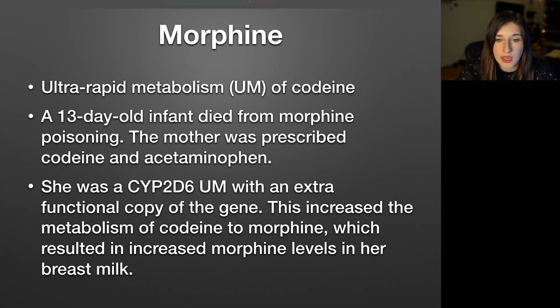And this led to a lot of research about ultra rapid metabolizers and morphine specifically. They found that ultra rapid metabolizers can have up to 50% higher plasma concentrations of morphine compared to regular metabolizers. And then, as we know, your breast milk is a filtrate of the plasma. So that's how the morphine got into the breast milk and sadly poisoned the child.